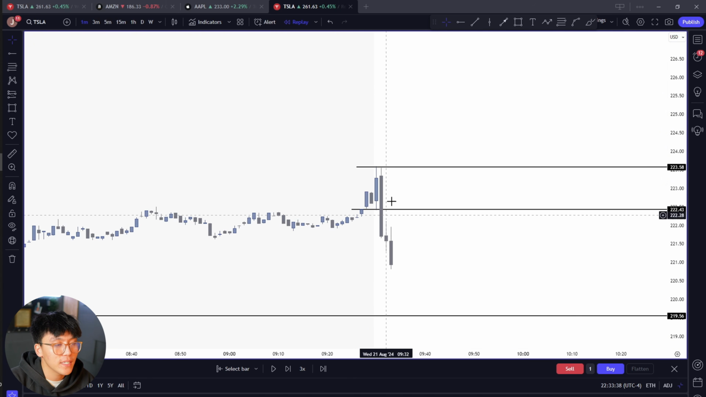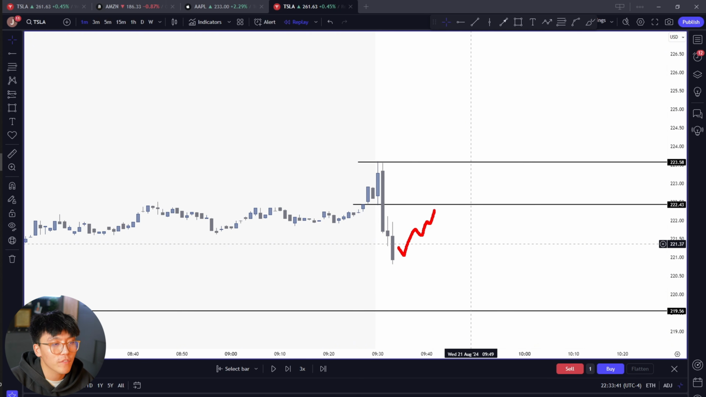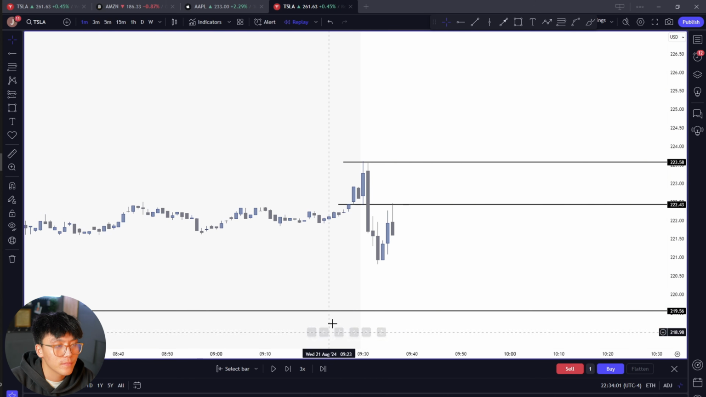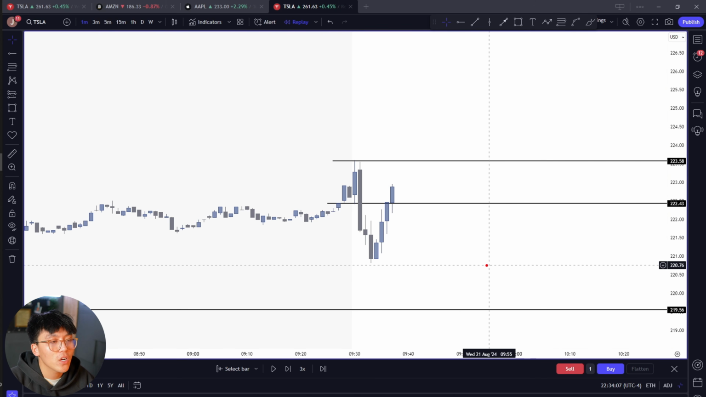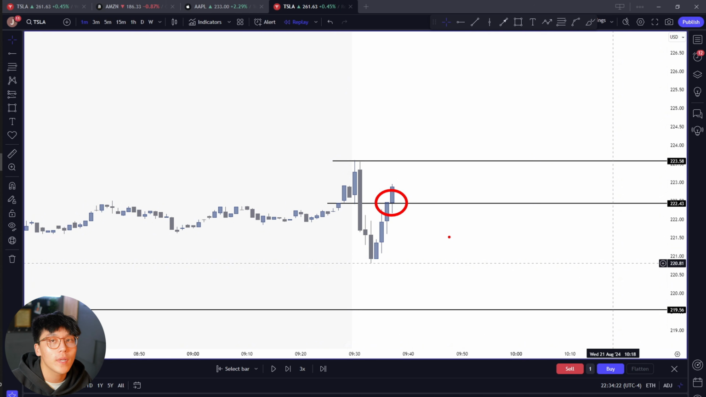So right here, you can see that we have displacement towards the downside. What we're going to be doing is looking for the retest of your opening candle print for that continuation down towards your previous day's low. You can see right here, price is coming back up towards your opening candle range low on the 1 minute time frame. What I like to do is wait for price action for confirmation around the key areas.